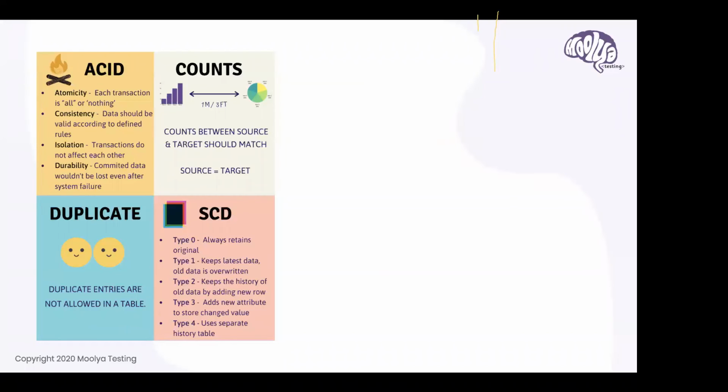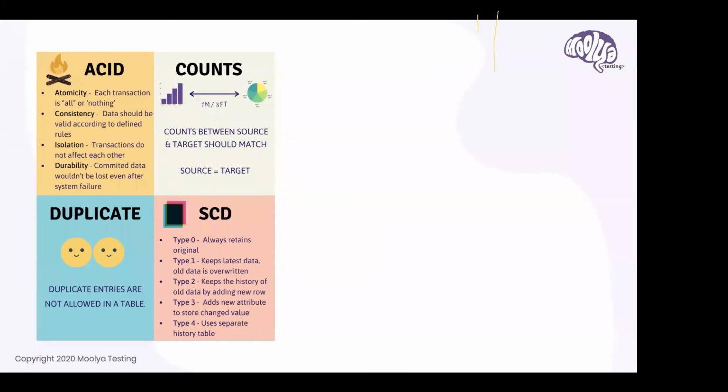And isolation is when many transactions are carried out parallelly. So assume two tables are loaded parallelly. There should not be any impact by one transaction on the other transaction. So everything should run in a smooth way parallelly. So that is isolation.